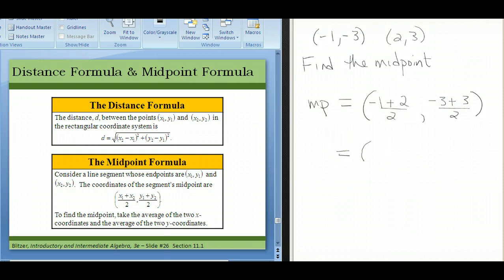So our midpoint then is what? -1 plus 2 is 1 over 2, so 1/2. -3 plus 3 is 0 over 2 is 0. Okay, so that is the midpoint of the line segment, the piece of the line which would connect these two endpoints right here, right?